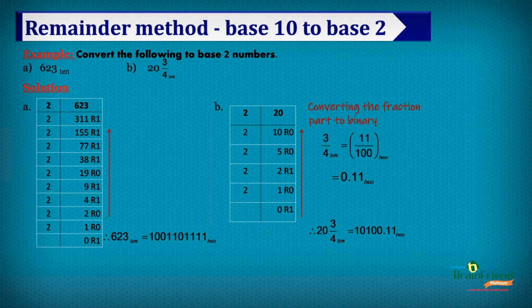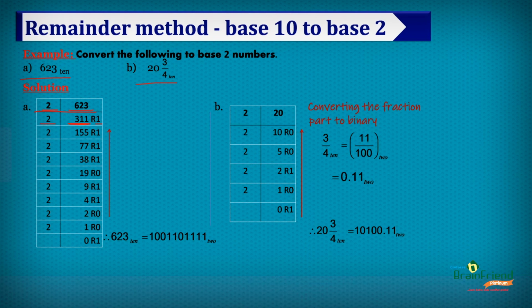Now here is an example. We are expected to convert some numbers using the remainder method. The example says convert the following to base 2 numbers. First, we have 623. And then we have 20 whole number 3 over 4. Now 623, we have to arrange it on our table like this. And then we start by dividing the number with 2. 623 divided by 2 gives us 311, remainder 1.